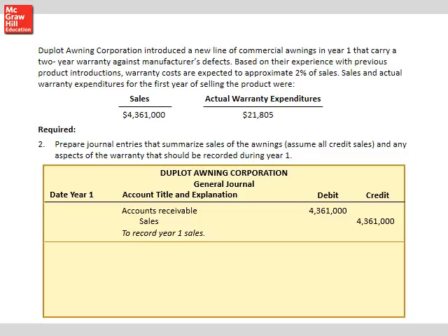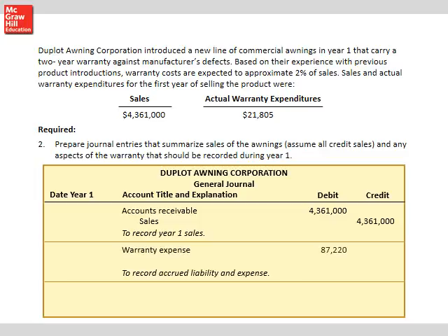So the first thing is going to be the warranty expense, and remember that was 2% of our sales, so 2% of $4,361,000. So the warranty expense is going to be $87,220. That's 2% of the $4,361,000. And we're going to credit warranty liability during the period, estimated warranty liability, for $87,220.